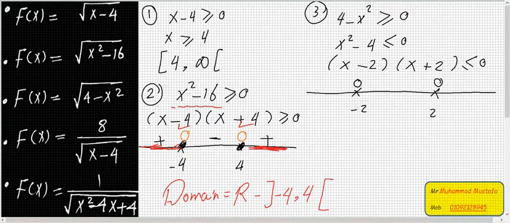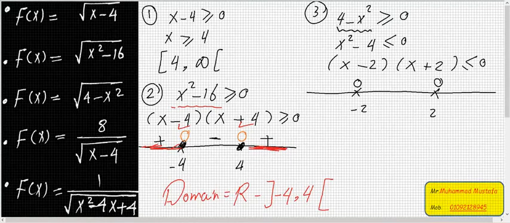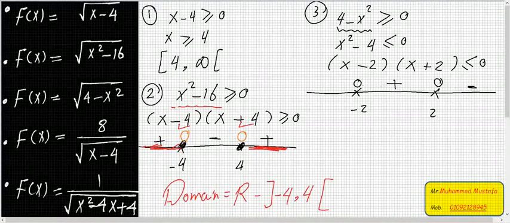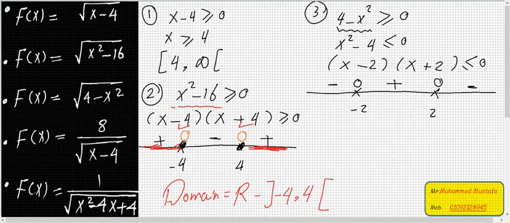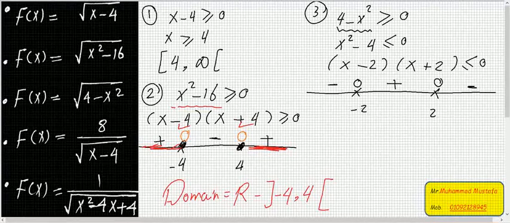Between negative 2 and 2, the sign is opposite to the sign of x power 2. X power 2 here is positive, so we put the opposite, negative, between the roots, and positive outside. We want the values that make 4 minus x power 2 positive or 0, greater than or equal to 0, where it is positive or 0 in this interval.